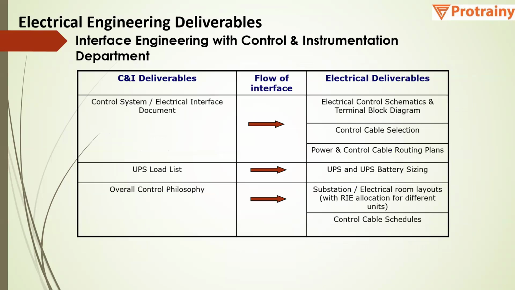Then control and instrumentation deliverables provide inputs to electrical deliverables. Based on the control system and electrical interface document, we will prepare the electrical control schematic and terminal block diagram. Control cable selection will be there. Power and control cable routing plan will be there. Then based on the UPS load list, we will have the UPS and UPS battery sizing, based on which the order will be placed. Based on the overall control philosophy, we will have the substation electrical room layouts and control cable schedule.